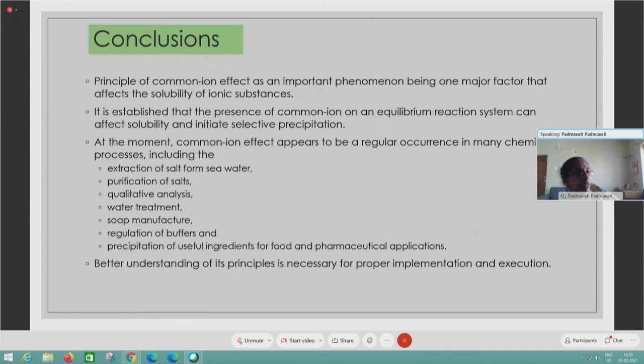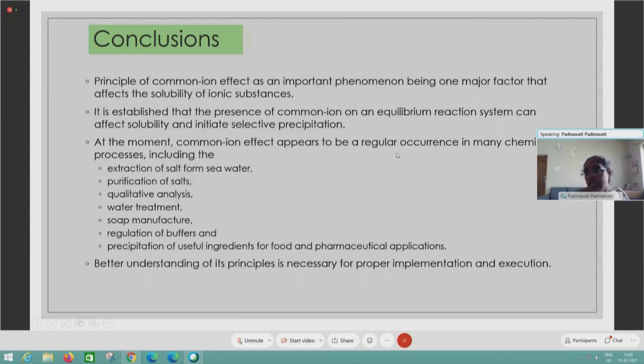So what I would like to conclude is that the common ion effect is an important phenomenon, and it is one of the major factors that affects the solubility of substances. It is established that the presence of a common ion in an equilibrium reaction system can affect solubility, and it can help in precipitation. Whenever we want something to be precipitated, you can use this concept of common ion effect and Le Chatelier's principle to work on your requirement and problem.